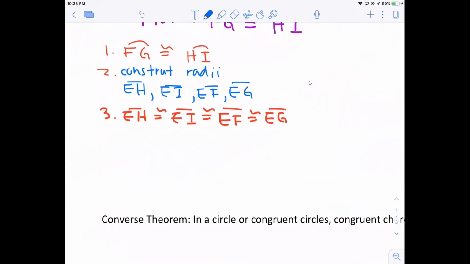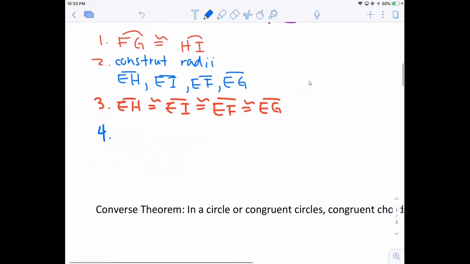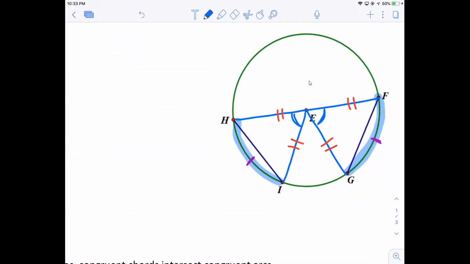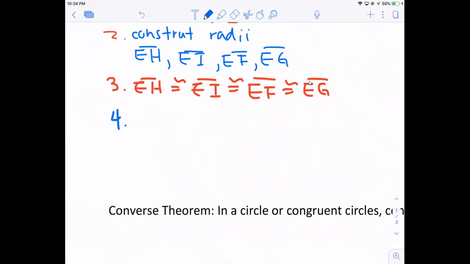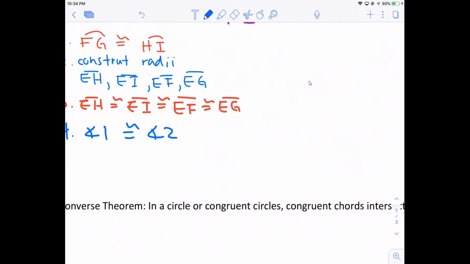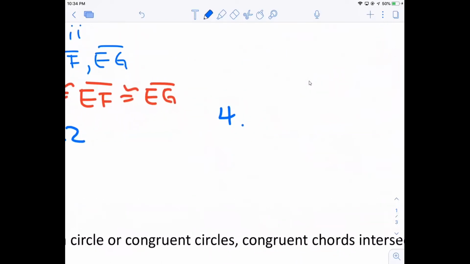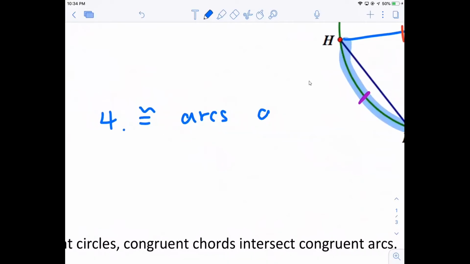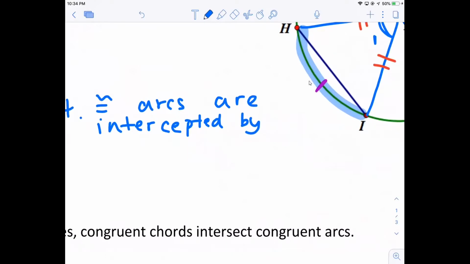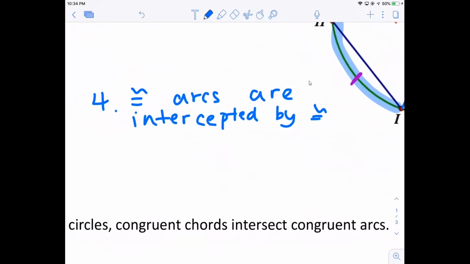And the reason for that is, well, let me write out the statement first. So I am going to say angle HEI is congruent to angle FEG. Let me label them 1 and 2. I'm going to say angle 1 is congruent to angle 2. This is something we saw on Wednesday. And what we saw on Wednesday is that congruent arcs are intercepted by congruent central angles.